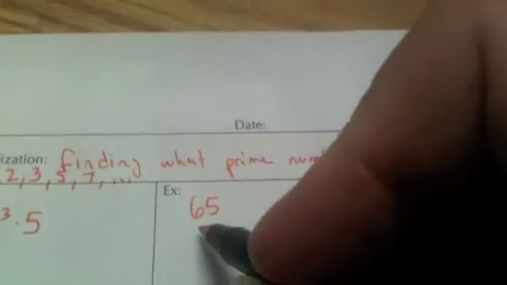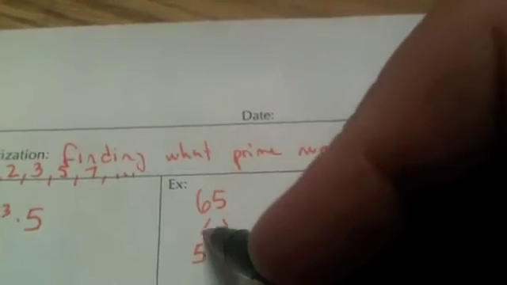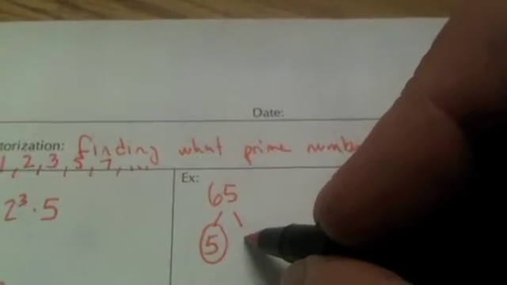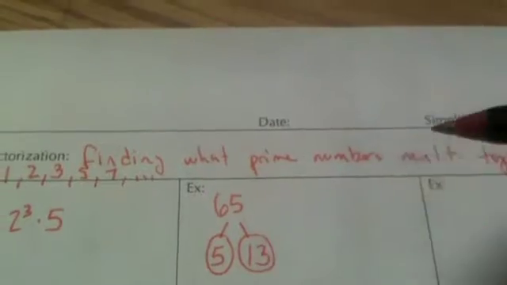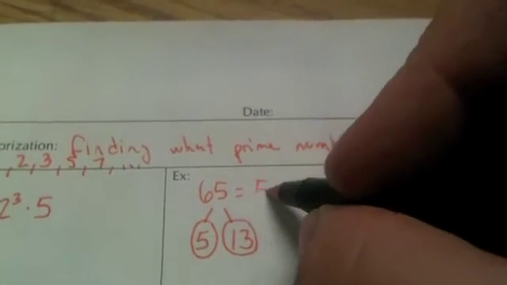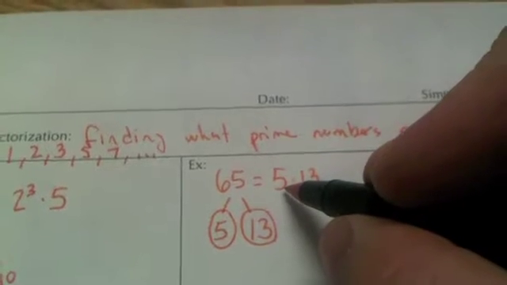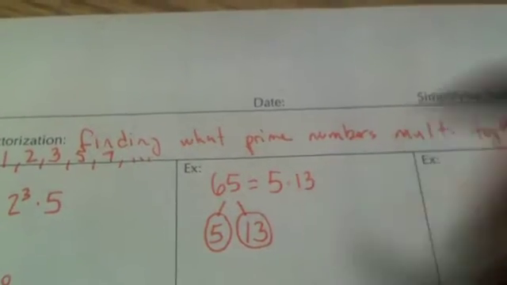All right, the next example I'm going to do here is going to be 65. Okay, 65 breaks up into 5. Anything that ends in a 5 or 0 is divisible by 5. So 5 times what? I think we decided it was 5 times 13. And lo and behold, both of those are prime. So very easy. Usually write your prime factorization from the smallest prime factors to the largest prime factors.